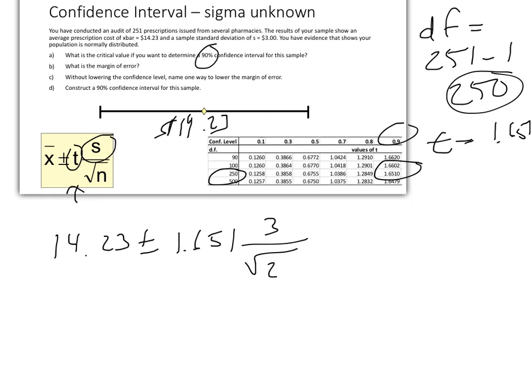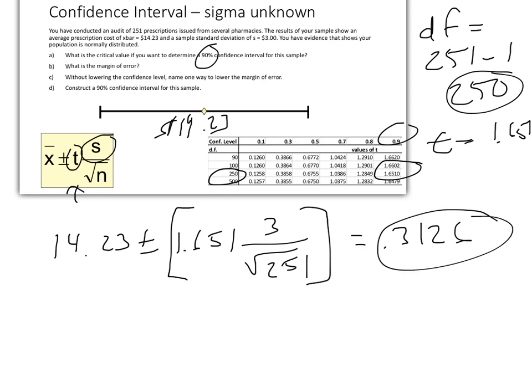Oh, 251, right. Okay, so now we need to calculate this part of the equation here, and what we come up with then is, this is going to be 0.3126. Right, so remember this is in dollars and cents, so we will round that to plus or minus 31 cents.